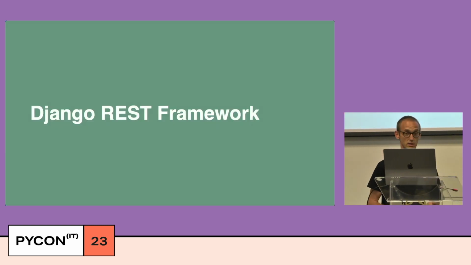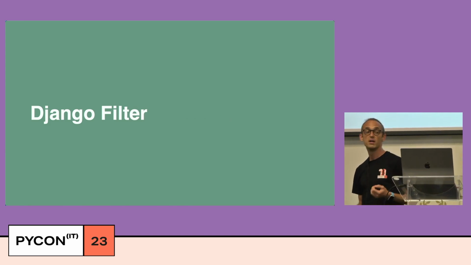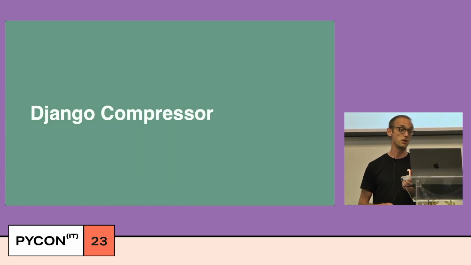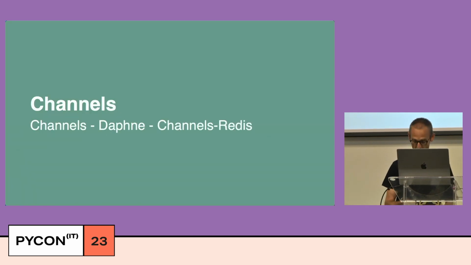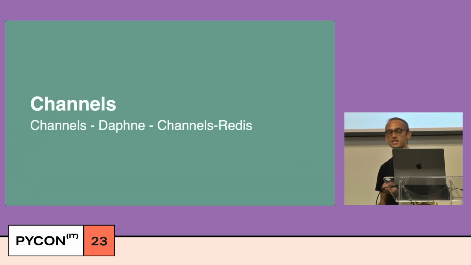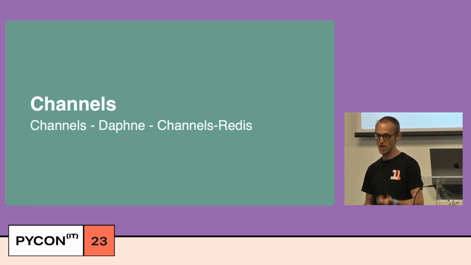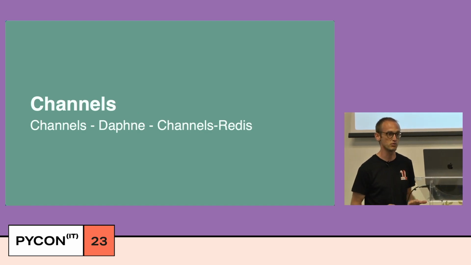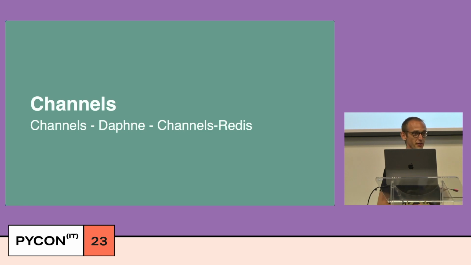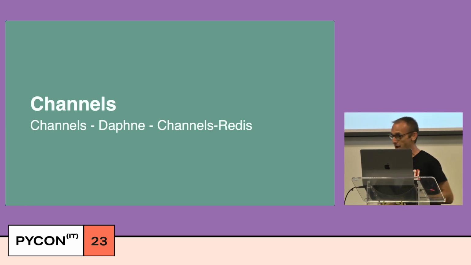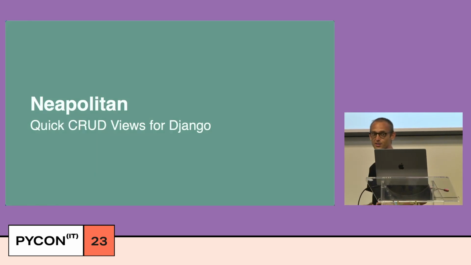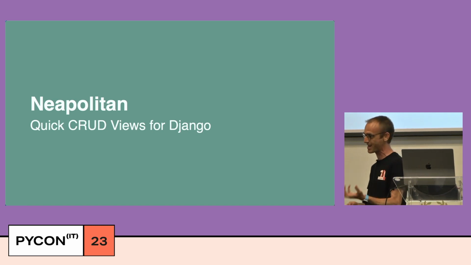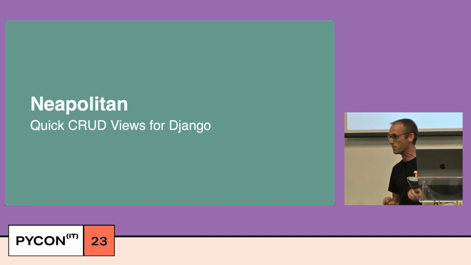Django REST Framework, Django Filter, Django Crispy Forms, Django Compressor, Django AppConf. I maintain the channels trio of packages, which is channels, Daphne, channels Redis. I'm a sucker for it. I'm still at it. I've just released a new one called Neapolitan, which is quick CRUD views for Django. It's my take on how you can get your model on the page a little bit quicker.